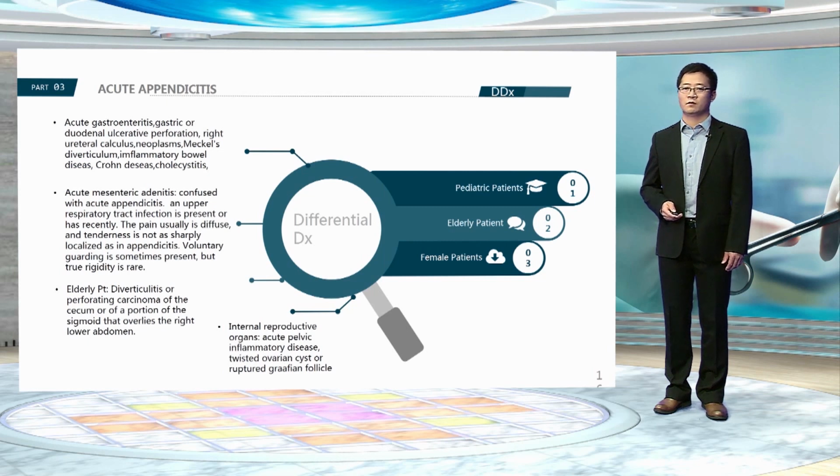For elderly patients, diverticulitis or perforating cancer of the cecum, colorectal cancer, usually mimic acute appendicitis. For female patients, diseases of the internal reproductive organs should be ruled out, like acute pelvic inflammatory disease, ovarian cyst, or ruptured follicle.